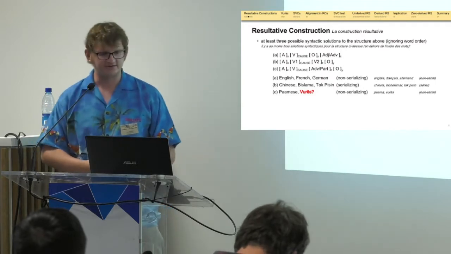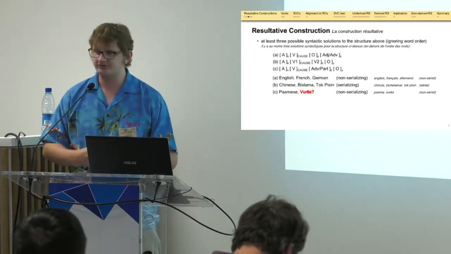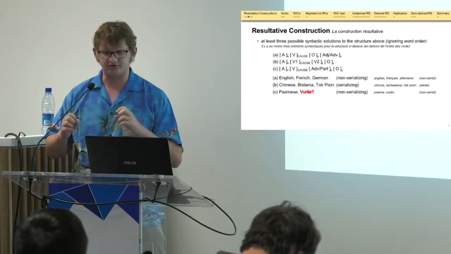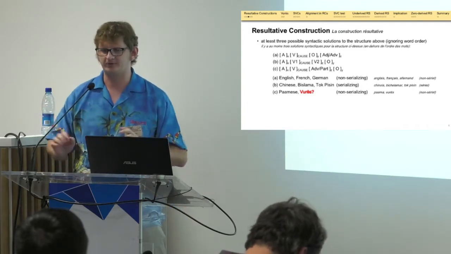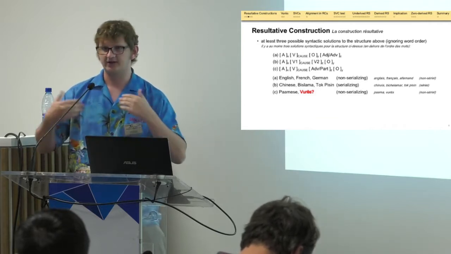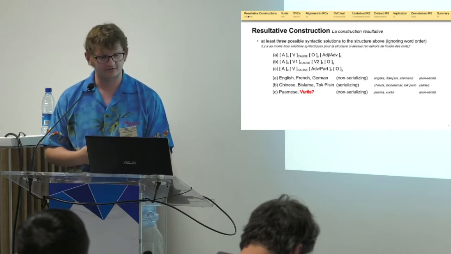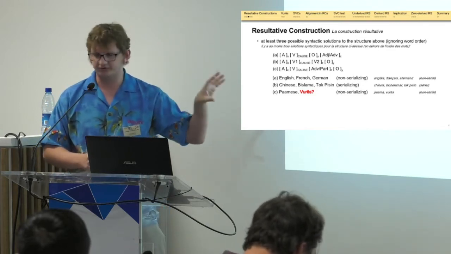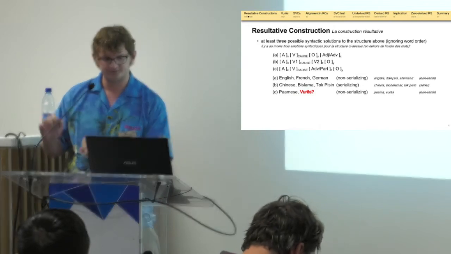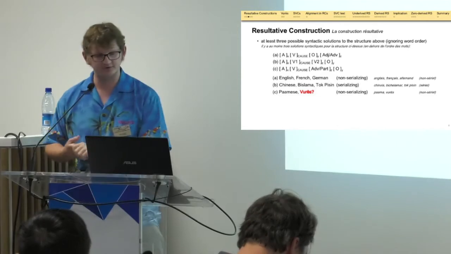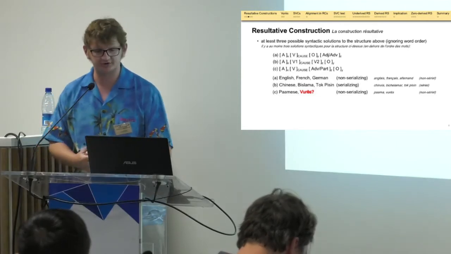We suggest that there are at least three possible syntactic solutions to this structure. Well, of course, there are more if you include word order, but we just ignore the word order for the moment. And we say that there are at least three types of these constructions. So you have the agent, then you've got the causing verb, and you've got an object. And then you've got the adjective or adverb, which is something you find in English, French, and German.